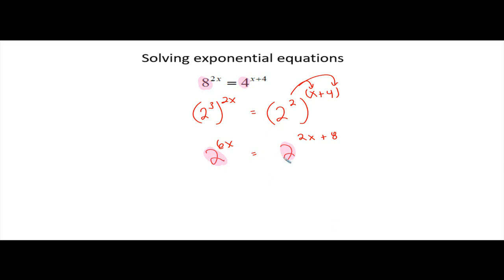So now that the bases are the same, that means 6x can equal 2x plus 8. And then we just solve for x. So you minus 2x on both sides, we'll get 4x is equal to 8, divide by 4, so x will equal 2. So basically, that's the idea when you're solving exponential equations. What you want to do is get the same base, because once you get the same base, you can make the exponents equal to each other and solve for the unknown variable.